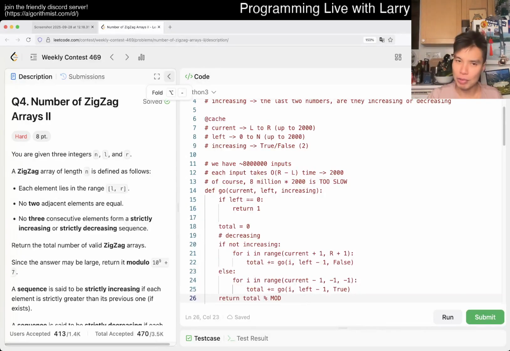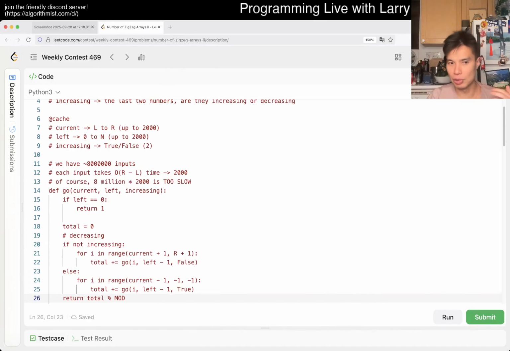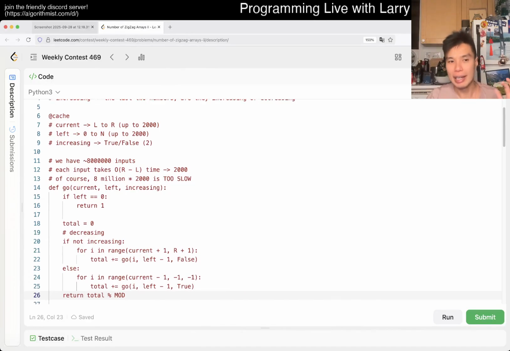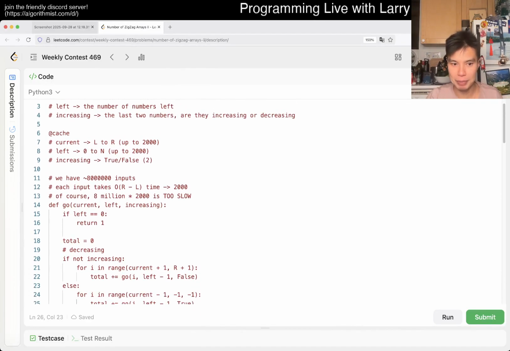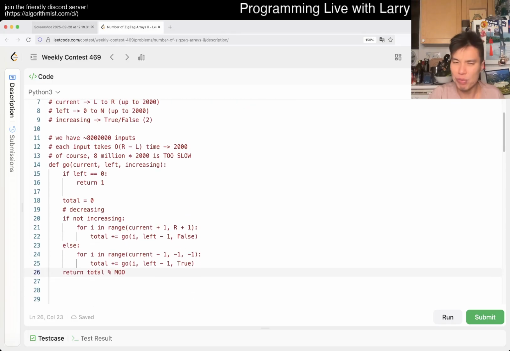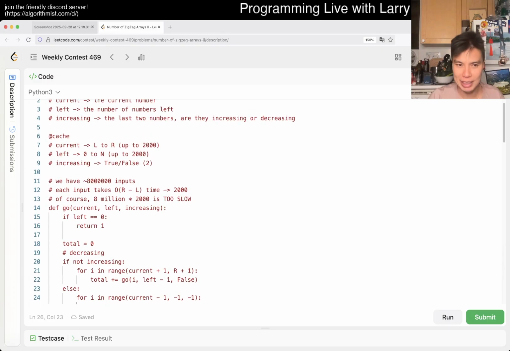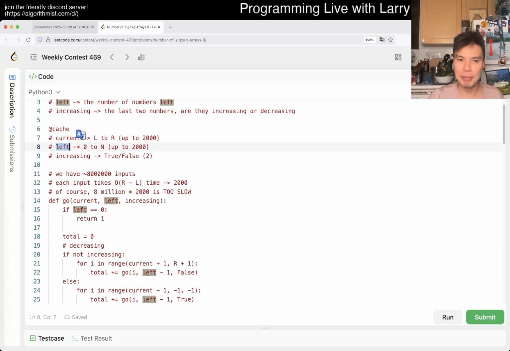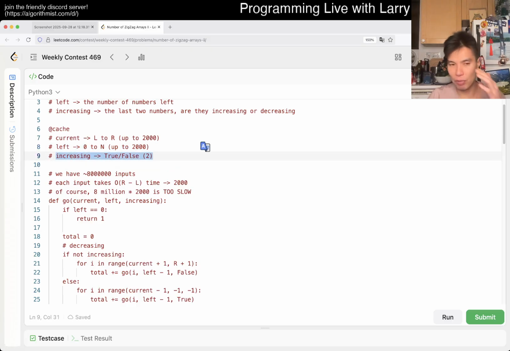And not even the optimized solution, you could just do the unoptimized solution, right? And during that video, I do talk about the unoptimized solution, which is this one, the really brute force one, where you have three states: you have the current number, you have the number of numbers left, and you have increasing, whether it's true or false, right?